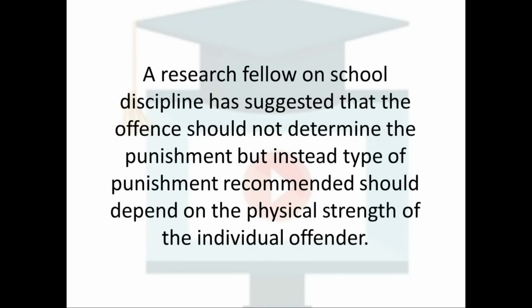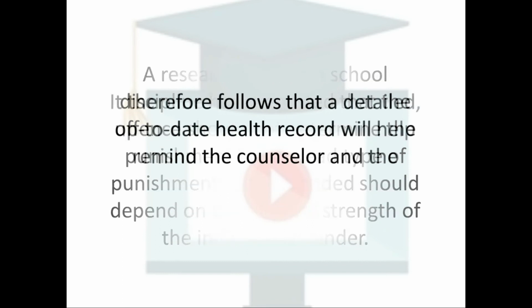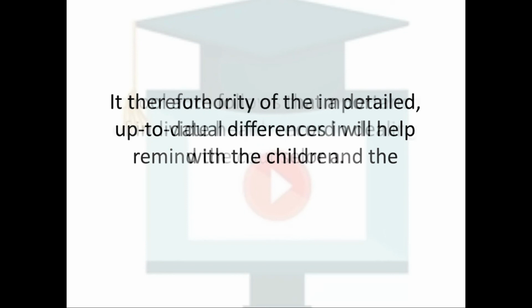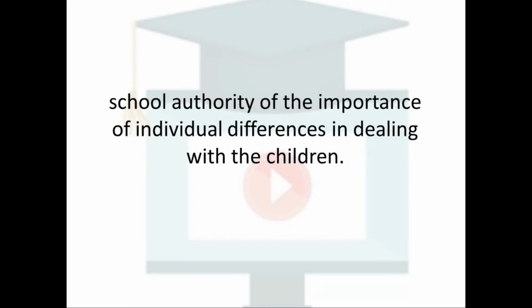A research fellow on school discipline has suggested that the offense should not determine the punishment, but instead the type of punishment recommended should depend on the physical strength of the individual offender. It therefore follows that a detailed, up-to-date health record will help remind the counselor and the school authority of the importance of individual differences in dealing with the children.